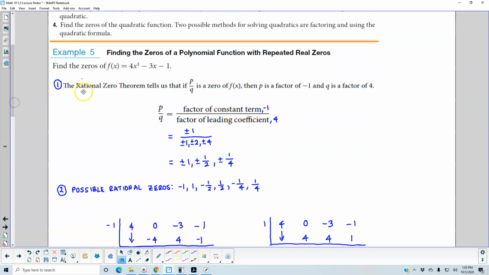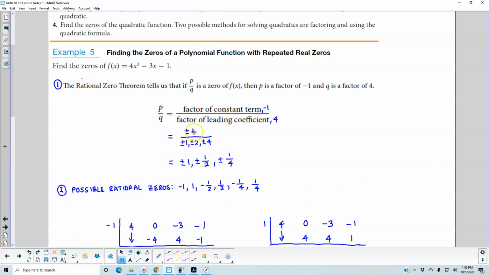The first step we want to do is the rational zero theorem, which tells us that if p over q is a zero of the function, then p is a factor of negative 1, which is the constant term, and q is a factor of 4, which is the leading coefficient. So we have plus or minus 1 in the numerator, and in the denominator, the factors of 4 are plus or minus 1, plus or minus 2, and plus or minus 4.